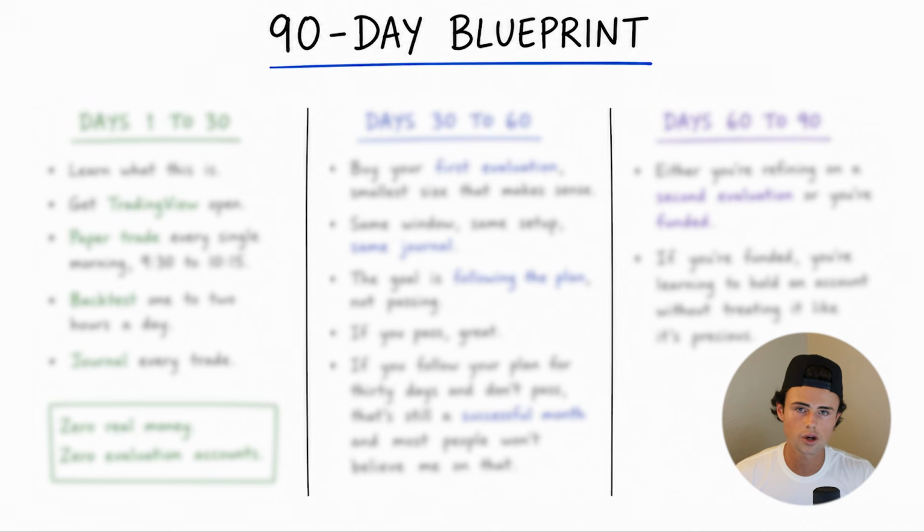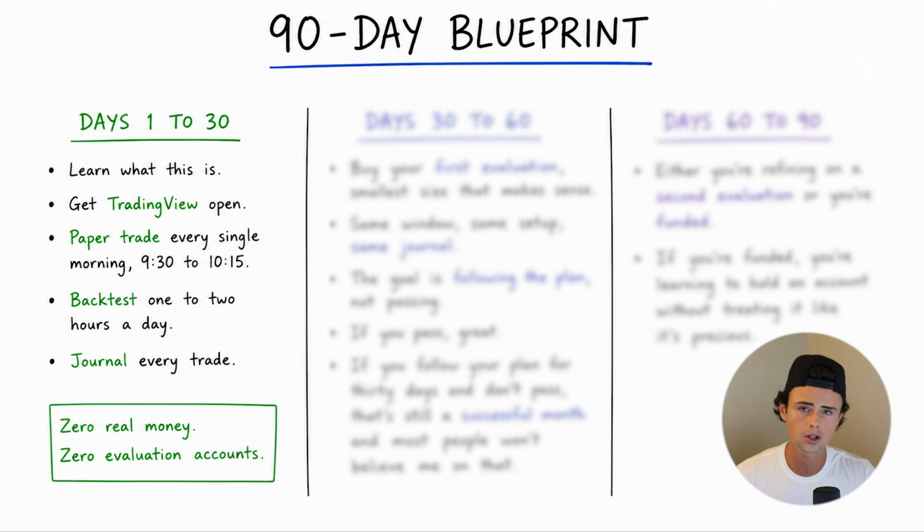So to make this extremely simple, here's how I would structure your first 90 days. Days 1 through 30, learn the basics. Open TradingView, paper trade during your window every morning, backtest for 1 to 2 hours whenever you can, journal everything, and spend $0 on evaluation accounts. Your only job is to get reps.